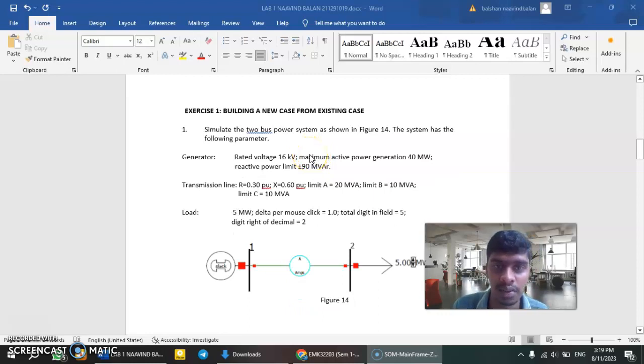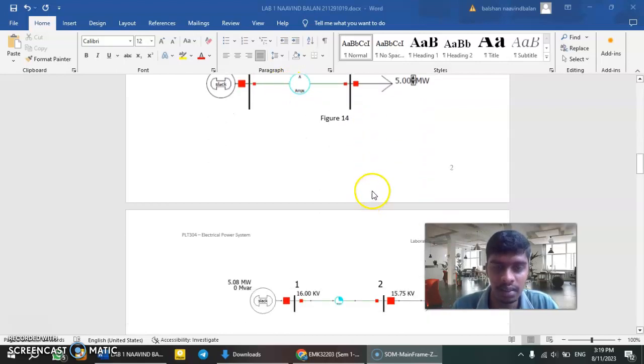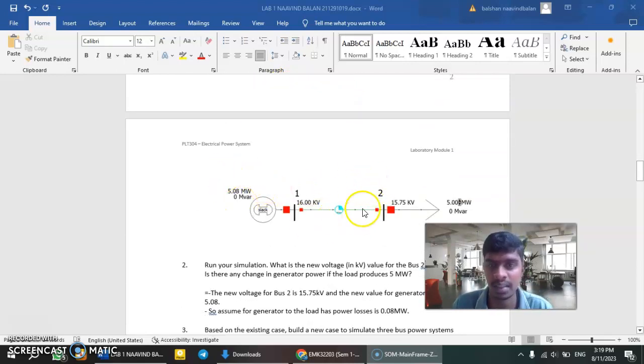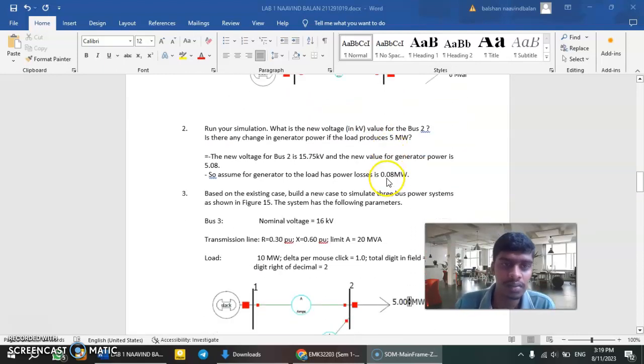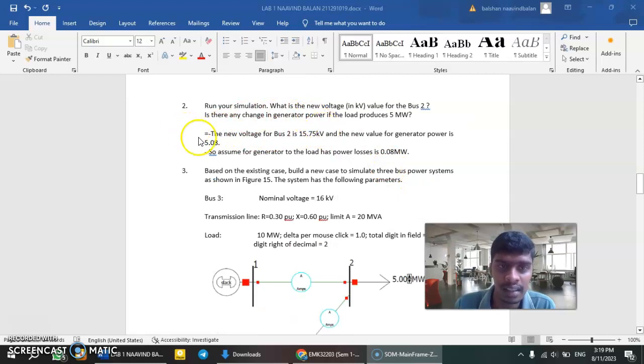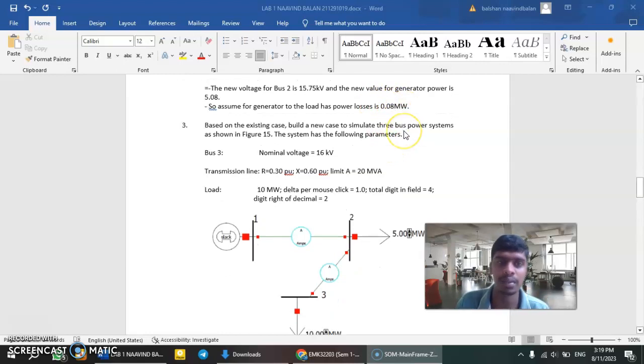For building a new case from an existing one, from the diagram I insert the values and draw the circuit, madam. There is also a voltage drop, and for the second part I get the answer 15.75. The voltage drop causes power losses of 0.08 megawatt.